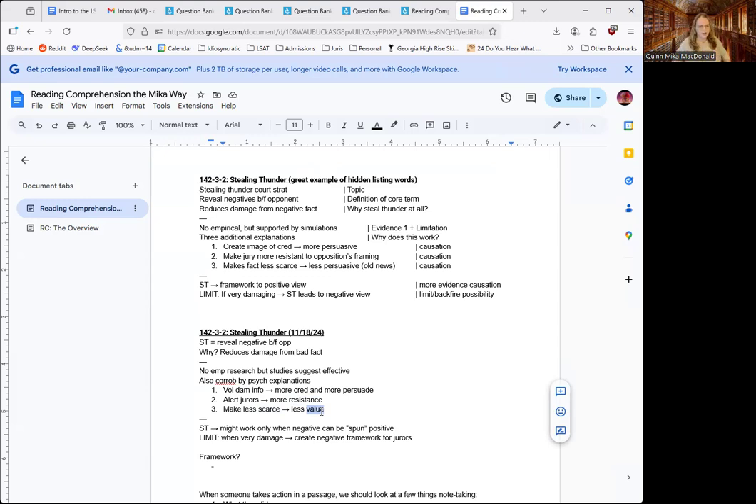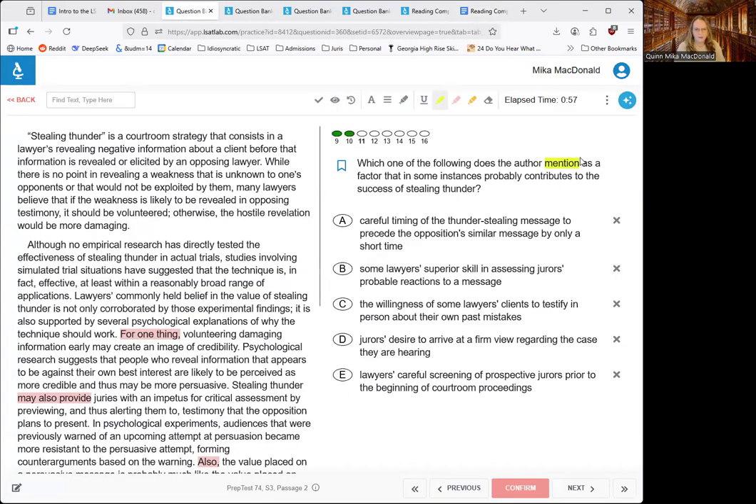And then finally, right, we have this idea it can only work when the negative can be spun. So let's jump back over and we just think about those.